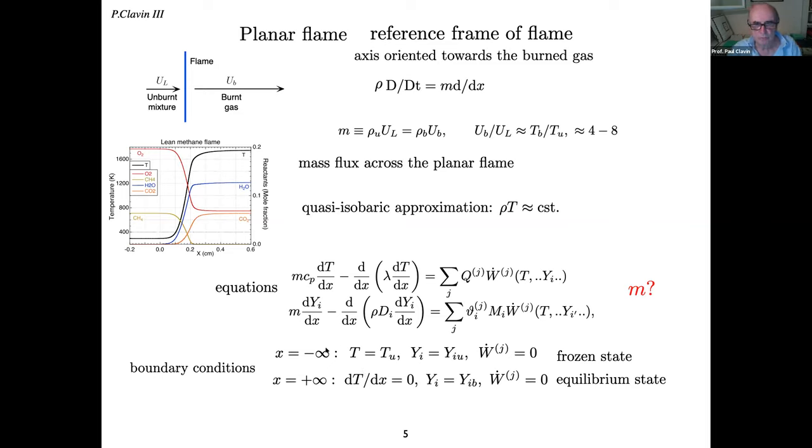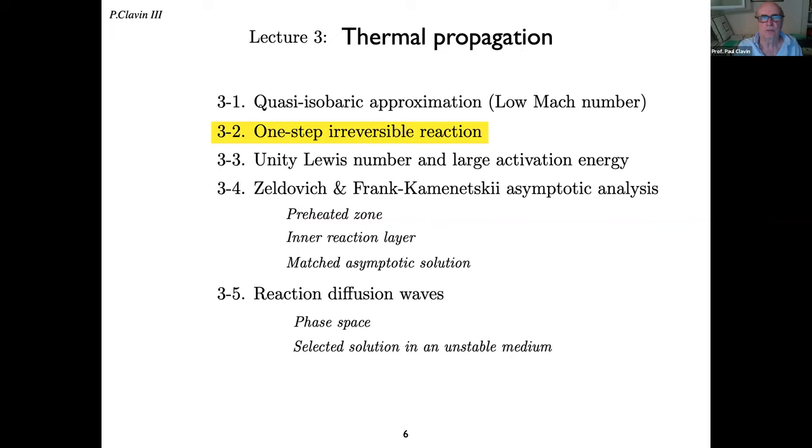So when you impose these boundary conditions on the system of equations, you will find the unknown, which is the mass flux across the planar flame. This is a typical problem of a reaction diffusion wave. I will just mention at the end of this lecture that these general equations are difficult. It is a very tough mathematical problem.